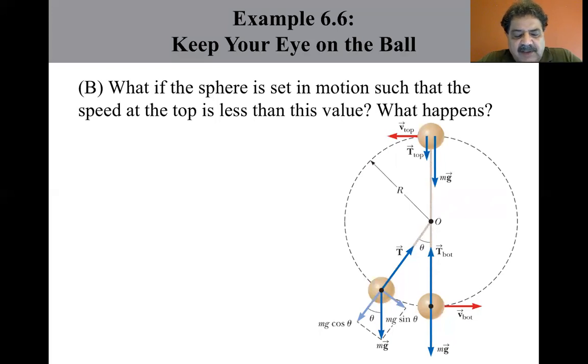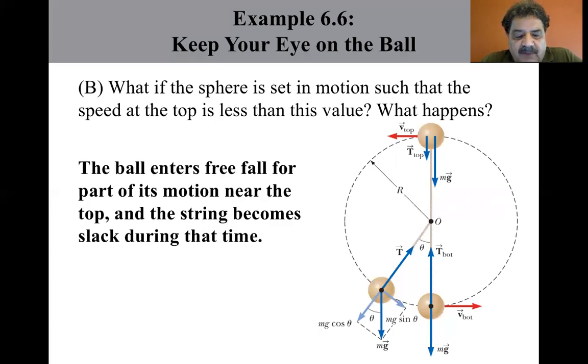Well, in this case, the sphere never reaches the top of the circle. At some point on the way up, the tension in the string goes to 0, and the sphere becomes a projectile. So it follows a segment of a parabolic path with its peak below the topmost position of the sphere shown in the figure, rejoining the circular path on the other side when the tension becomes non-zero again. So the ball enters free fall for part of its motion near the top, and the string becomes slack during that time.